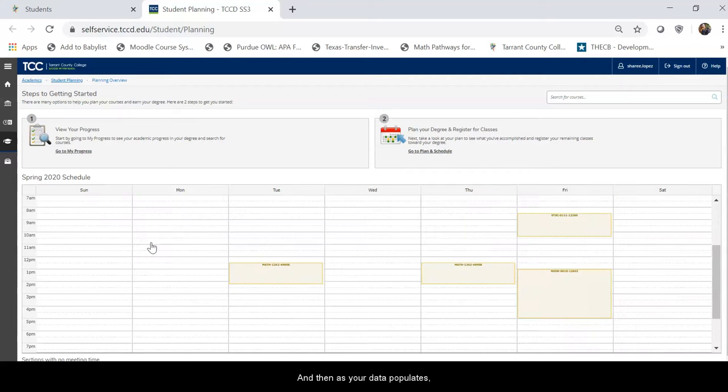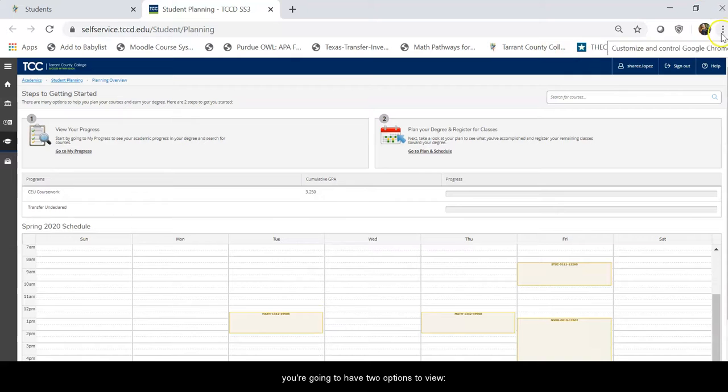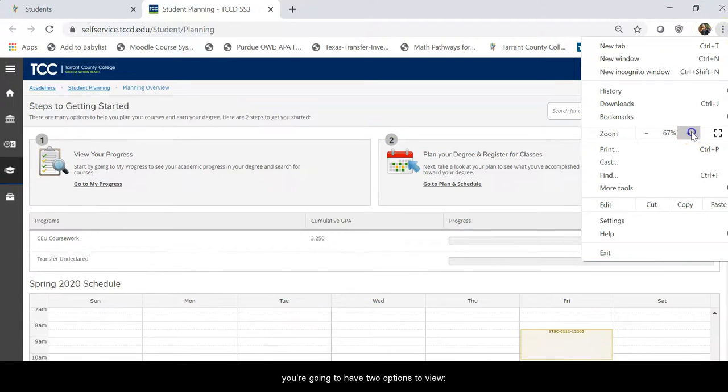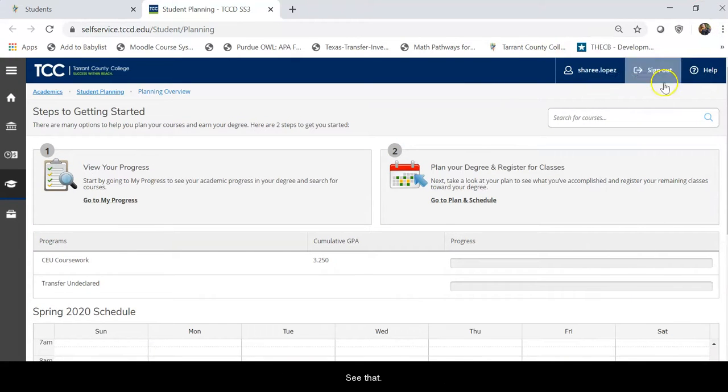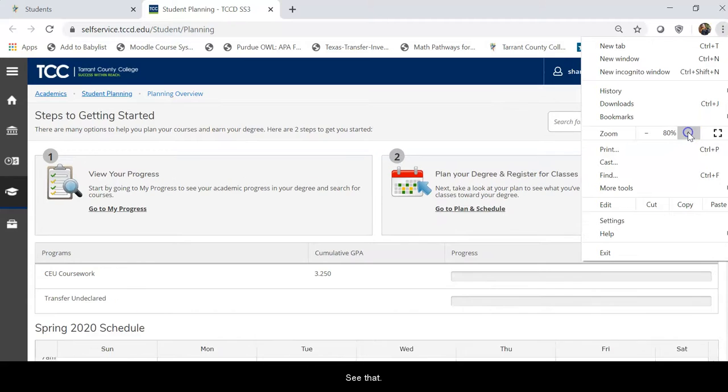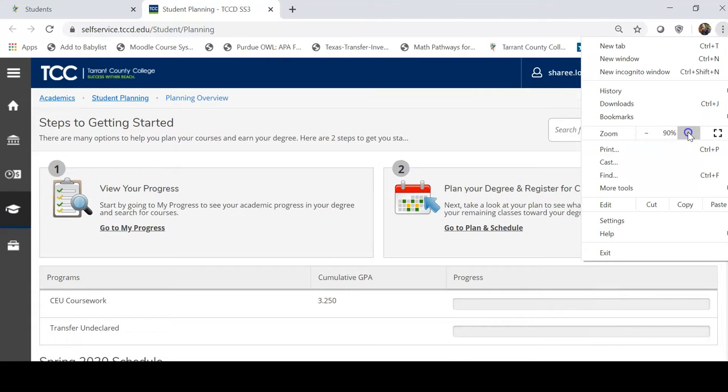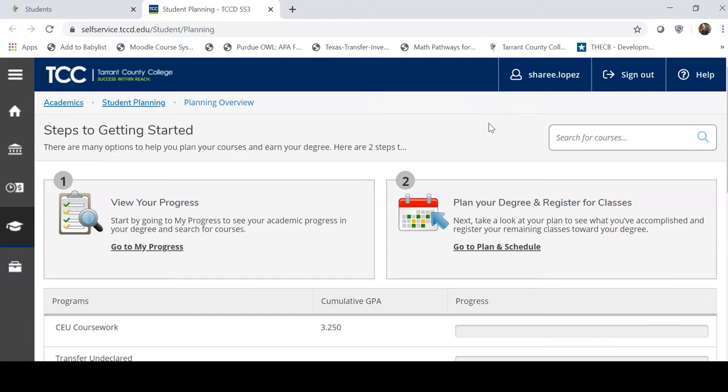Okay. And then as your data populates, you're going to have two options to view. I'm going to make mine a little bit larger. Make sure you guys can see that. Okay, there we go. So a little bit larger. On the left side, you'll see an option that says View Your Progress. And on the right side, you're going to see an option that says Plan Your Degree and Register for Classes.